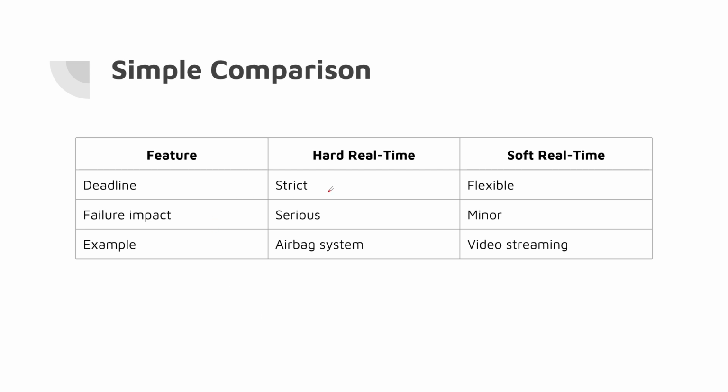Here is a simple comparison between hard real-time and soft real-time. The deadline is very strict in hard real-time. Here it is somewhat flexible when compared to hard real-time. If a failure happens, the impact is very serious in a hard real-time system, whereas in a soft real-time system it is minor only. An example of a hard real-time system is the airbag system. Pacemaker is also an example of a hard real-time system. For soft real-time system, we can take video streaming.